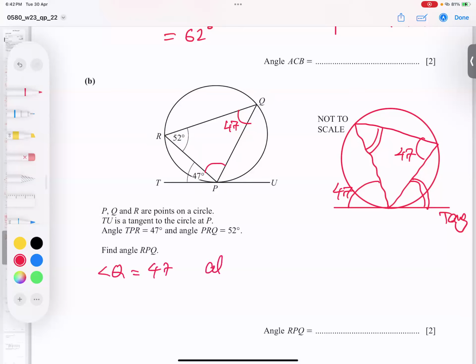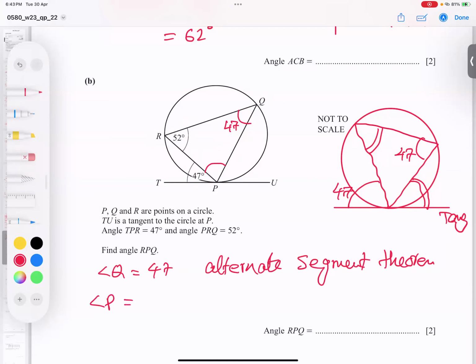Although he's not asking for the result, just for your knowledge, this is the alternate segment theorem. This is the reason for it. Second, when I have two answers, how do I get the third one? It is nothing hard.